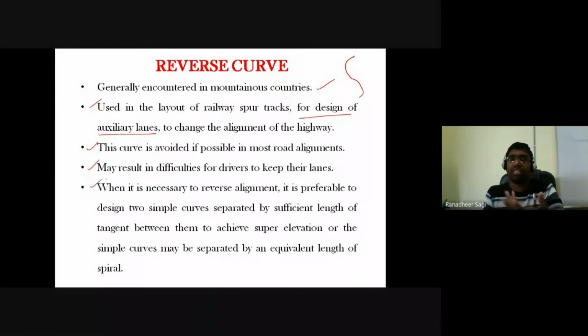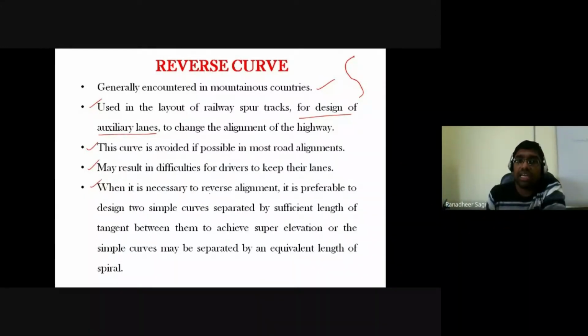Whenever these reverse curves are to be compulsorily implemented, there is no other alternative to avoid them. So I have to go on and implement it. In such a case, we have to take some precautionary measures. We are still going with the reverse curves, but you should have a proper length of straight line provided, so that the effect of the sudden change of curvature will be minimized, and the drivers or passengers will have certain comfort while driving through that particular region.